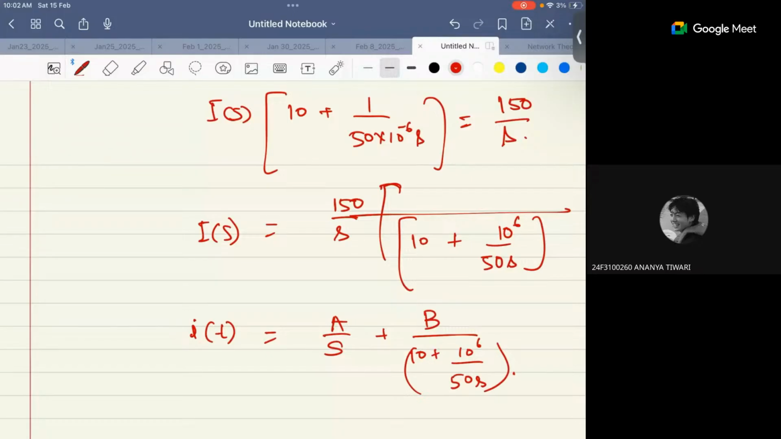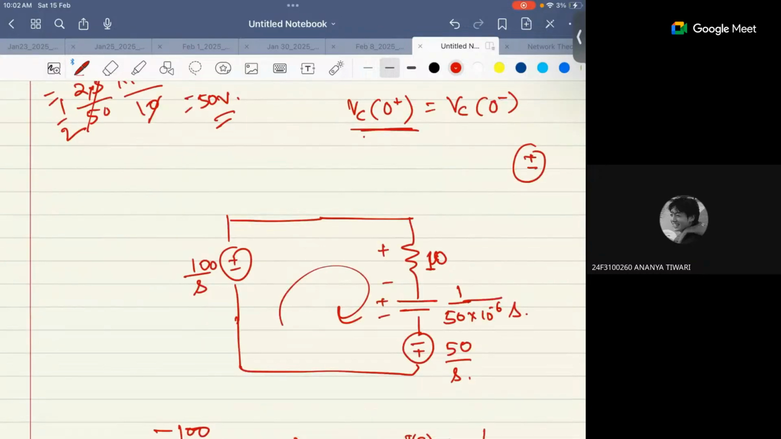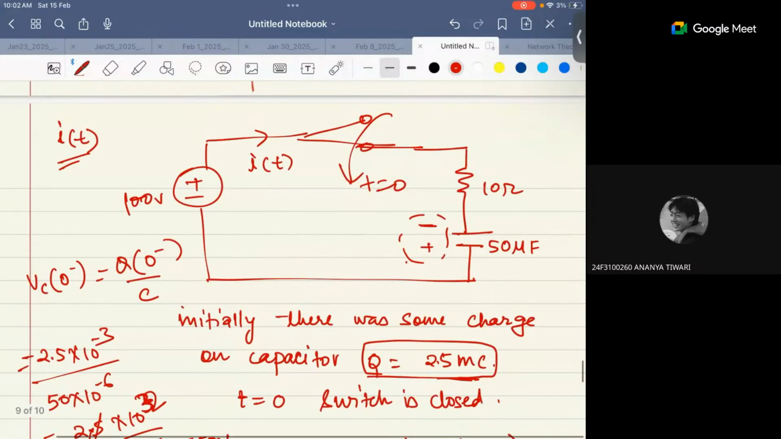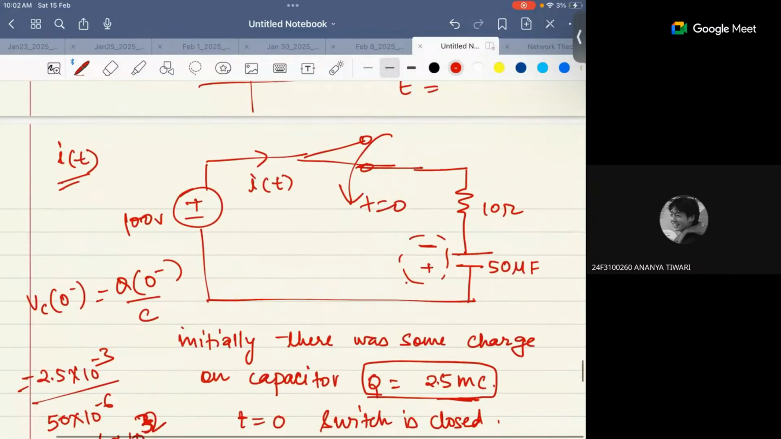Anyone has any doubt in this? You see, the same question, if you would have solved it without using Laplace, how would you solve it? Then you have to take the condition at t = 0+. I don't want to confuse you, but if you want to use the transient case without Laplace, at t = 0+, what would have happened?